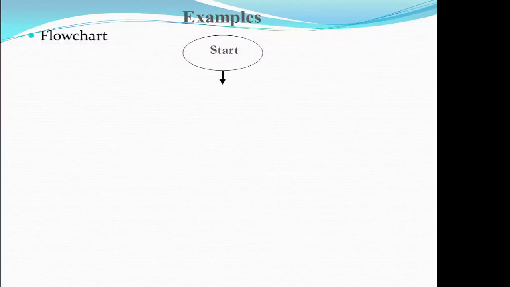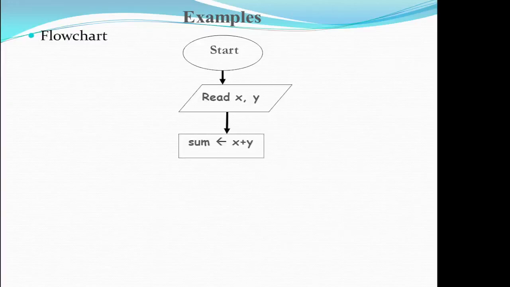Then we have to read those numbers in input and output, the input output rectangle, from the user. Read x, y. This is called input output. So we are taking x and y. Then we have to process adding. So we put it inside the process rectangle, with the arrow showing the direction of the flow of the program. Then sum is equals to x plus y.